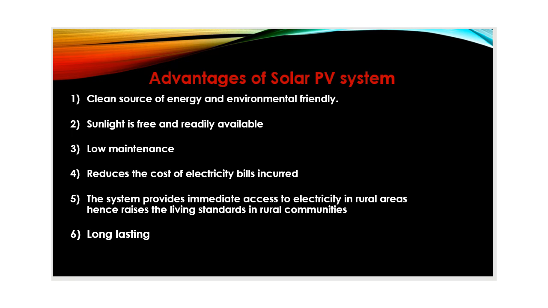After that, we can talk about the advantages of a solar PV system. The first advantage is that a solar PV system provides a clean source of energy because it is environmentally friendly as compared to fossil fuels. Sunlight is also free and readily available. That is another advantage. Then a solar PV system also requires low maintenance. Number 4, it reduces the cost of electricity bills. That is also an advantage.